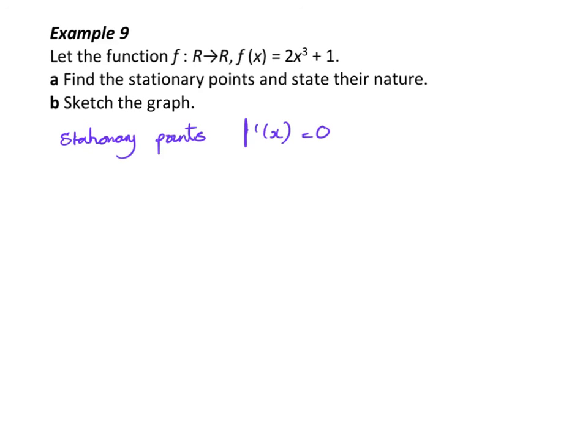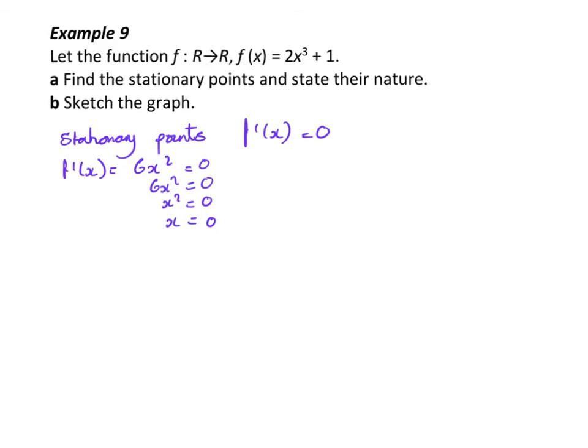So finding the stationary points, we let the gradient or the derivative equal 0, so f dash x equal to 0. What is f dash x for this particular function? It is 6x squared, and we're going to let that equal 0. So 6x squared equals 0, which means x squared equals 0, x is equal to 0. So it really means that at this stage, there is only going to be one stationary point. So what sort of stationary point is it going to be? And what is the coordinate of that stationary point?